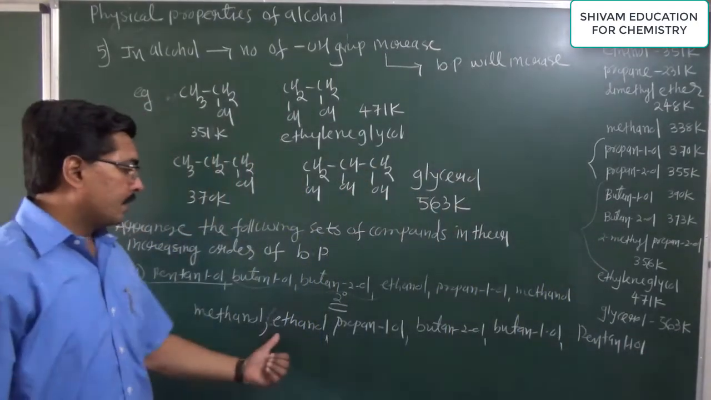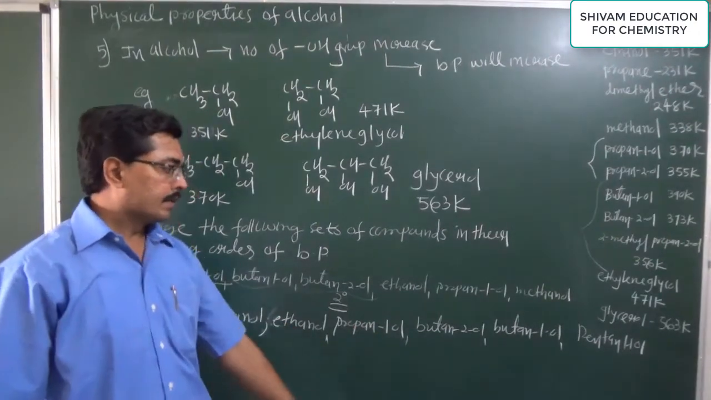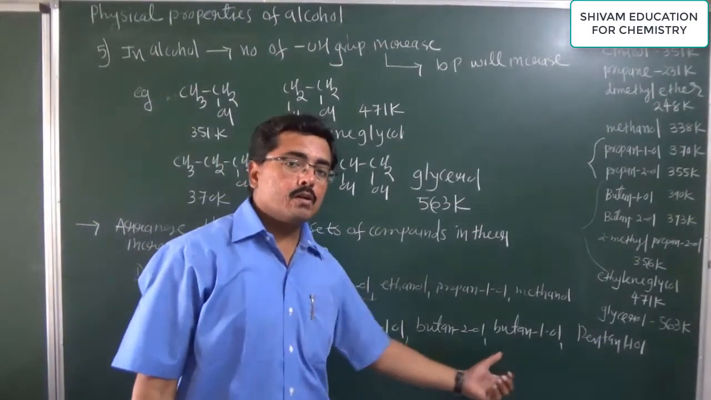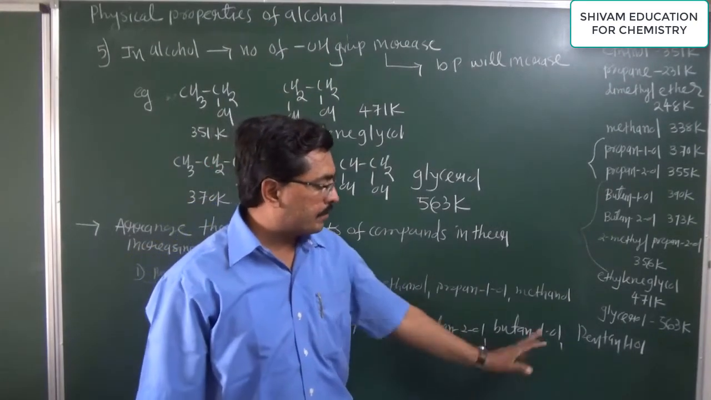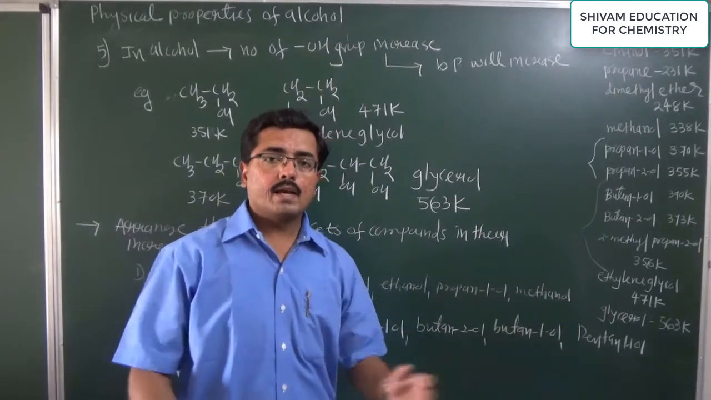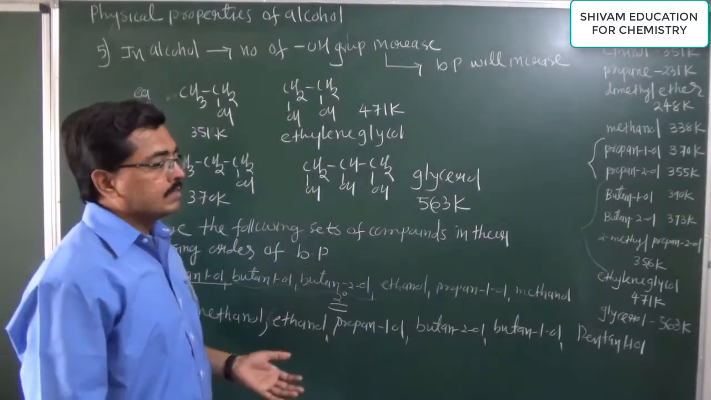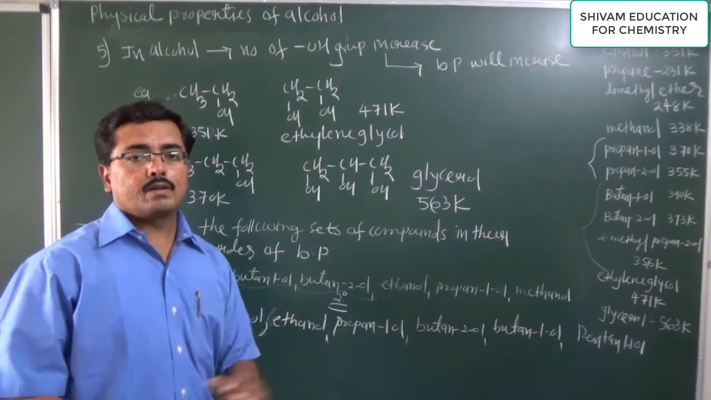So methanol, ethanol, propane-1-ol, number of carbon atoms increases, boiling point increases. In case of butane-1-ol and 2-ol, in isomeric alcohol, secondary alcohol having a lower boiling point as compared to primary alcohol. Then after pentane-1-ol having the highest boiling point. So dear students, in this lecture we have studied physical properties of alcohol.